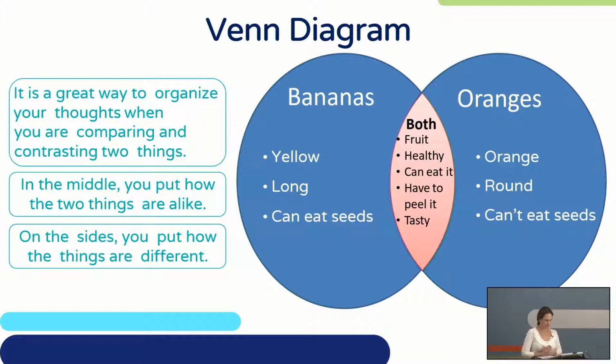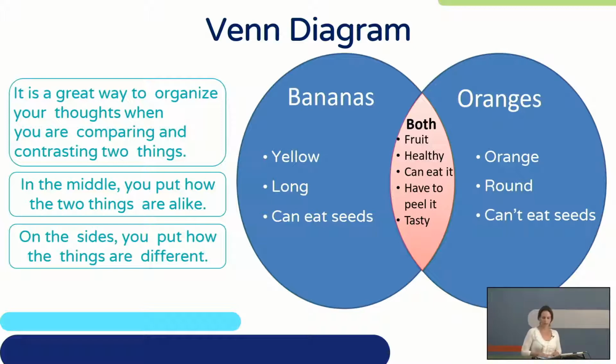So I wrote here that a Venn diagram is a great way to organize your thoughts when you compare and contrast two things or many other things. In the middle, as I said, is where you put how the two things are alike or the same. On the sides, on the two different sides, you put how the things are different. So based on what I told you before about bananas and oranges, let's organize what I said. So for bananas, we said that they are yellow, that they are long, and that you can eat the seeds. Now this is only true for bananas.